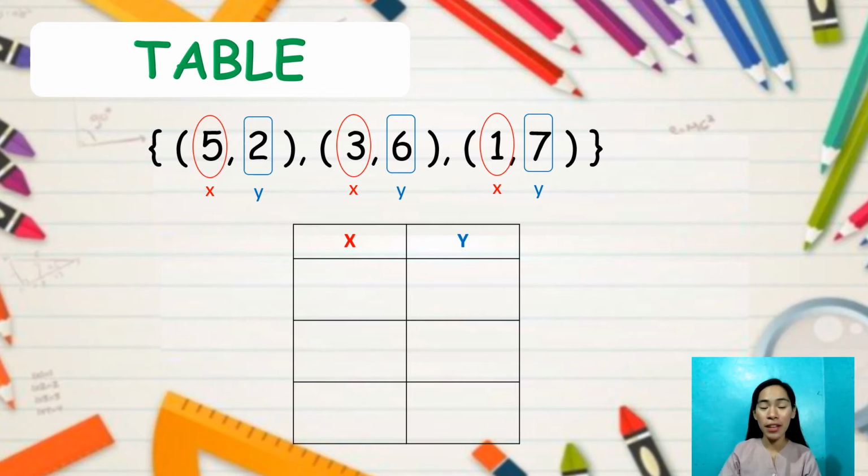Lastly, we're going to fill in the domain and range to their designated shapes. So there you have it, the representation of relation using table.